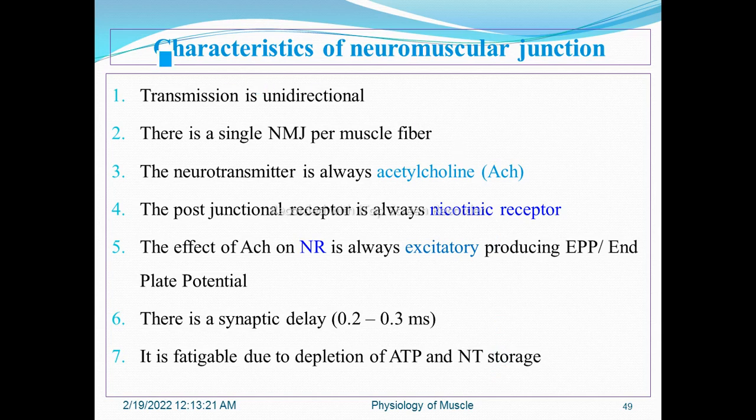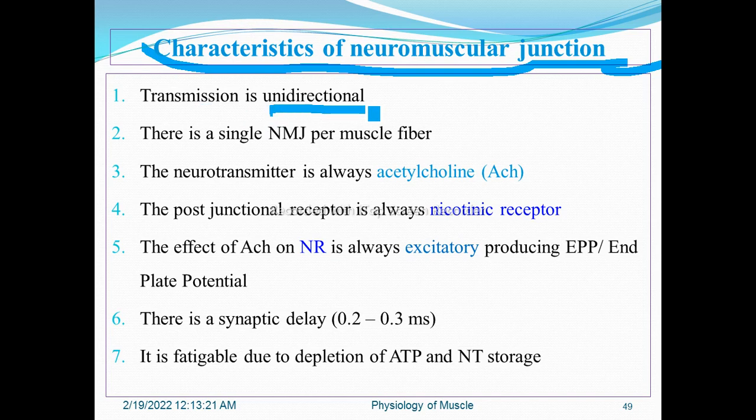The very important thing to keep in mind is the characteristics of the neuromuscular junction. We have 7 characteristics. First, the transmission of action potential in the neuromuscular junction is unidirectional. The transmission of impulse goes from the neuron to the muscle only. Second, there is a single neuromuscular junction per muscle fiber.